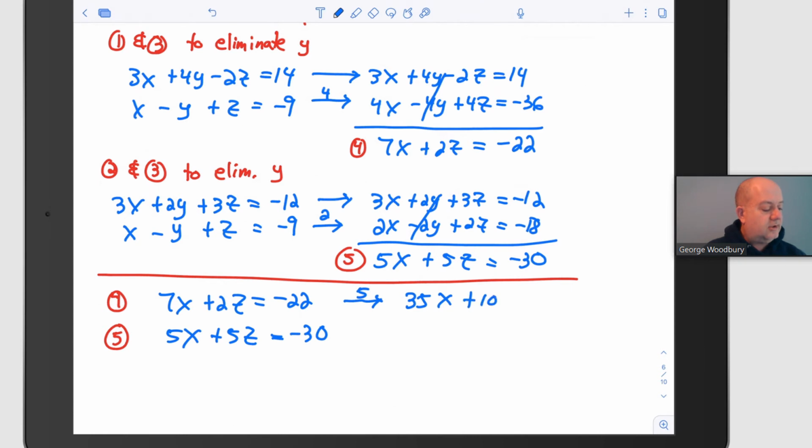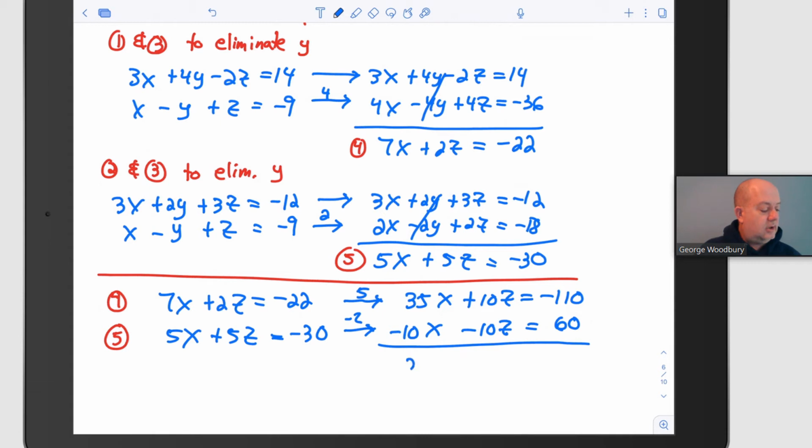35x plus 10z equals negative 110. Then I can multiply the bottom equation by negative 2 to get negative 10x minus 10z equals positive 60. Negative 2 times negative 30. When I combine these, 25x, the z's are eliminated, equals negative 50.